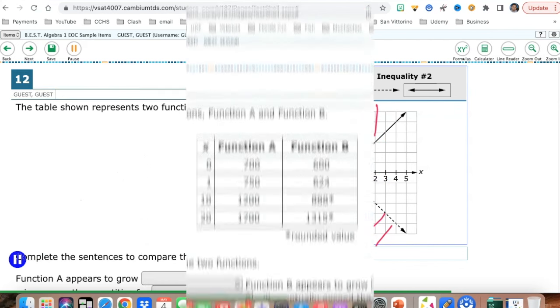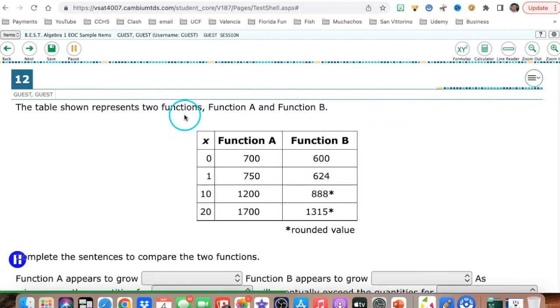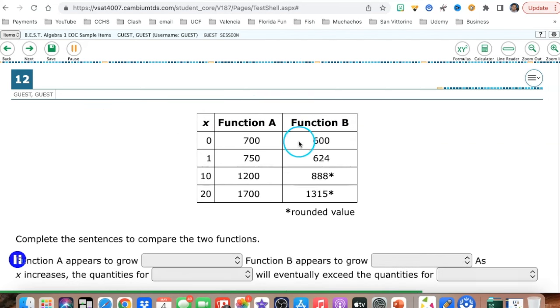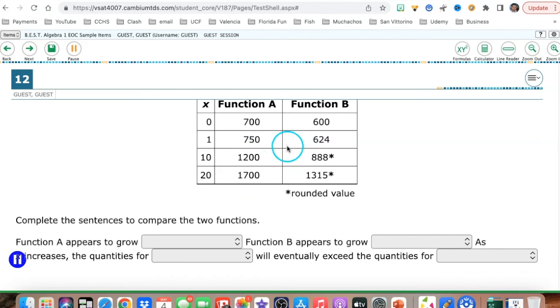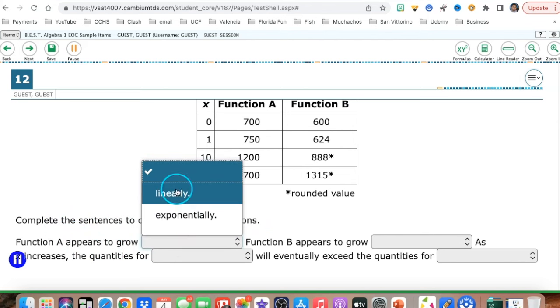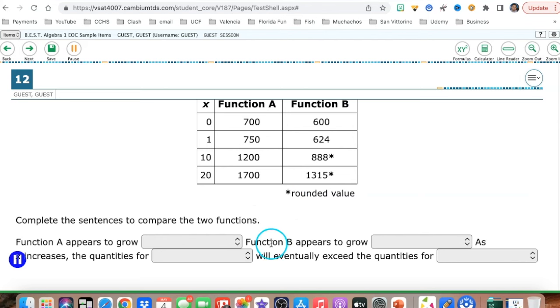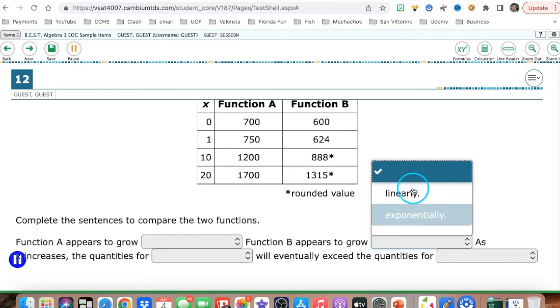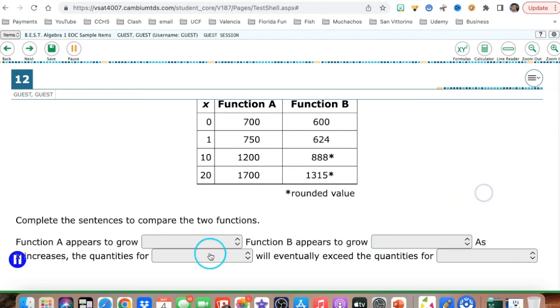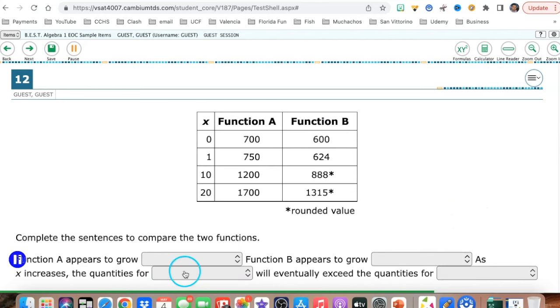Next one. Number 12. The table shown represents two functions, function A and function B. They give you a table, okay, two functions. Let's go to the questions and see what we need to do. Complete the sentences to compare the two functions. Function A appears to grow linearly or exponentially. Oh, it gives you only two choices. That's not too bad. Function B appears to grow linearly or exponential. Okay. As x increases, the quantities for function A or B will eventually exceed the quantities for. All right, so you got to compare them.